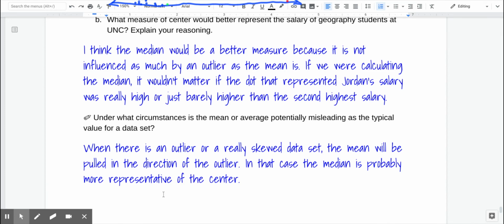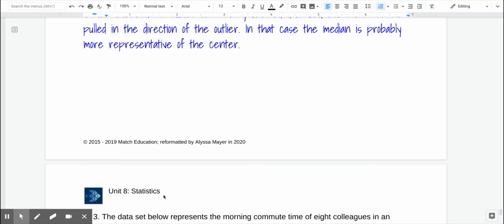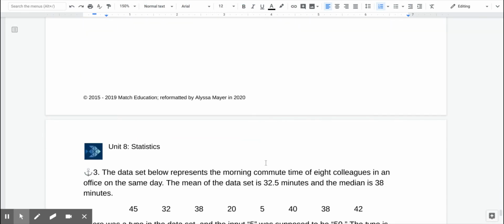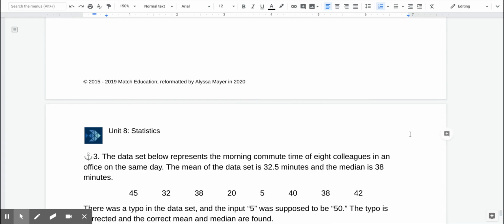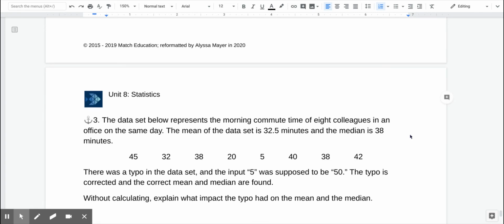So we're going to scroll down again and think about just what happens to a data set when we change it around. So here we have the morning commute time of 8 different people, and this 5 was an error. And instead, it should have been 50. So we want to figure out what happened to the mean and the median without calculating them out.